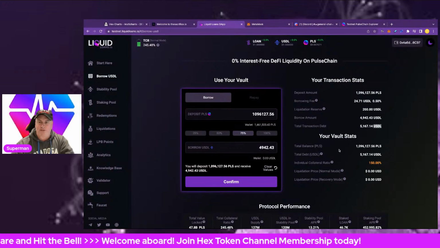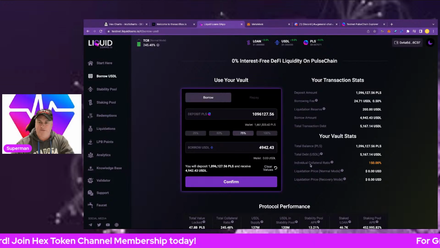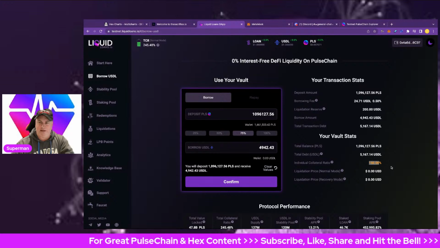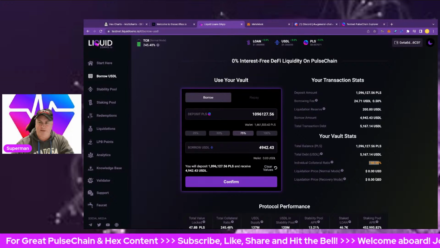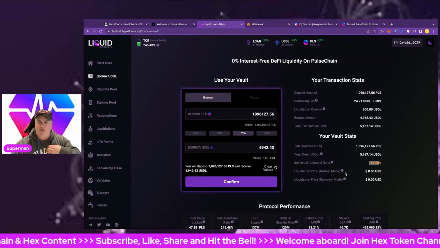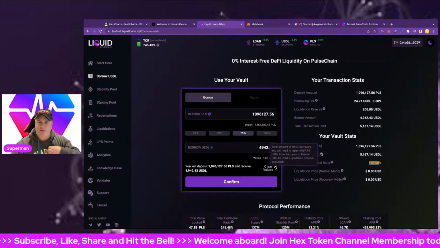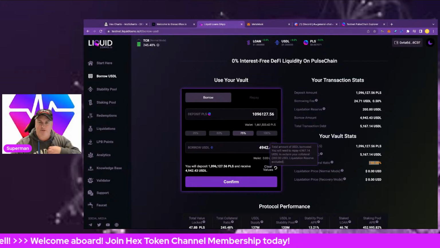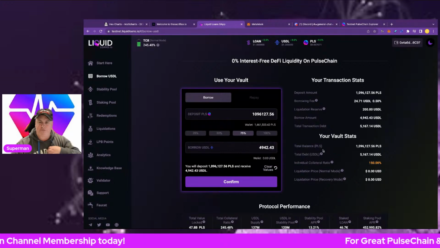Your vault stats, of course, got that much Pulse there. I'm going to have that much USDL. My individual collateral ratio will be 150, it says here. That's very much at the bottom, just about. 110 is the lowest. But globally, that would be a liquidation event for the whole platform. So liquidation price there, 0, and it's got other things in here as well. So cool. Let's look at our total debt here. Total amount of USDL borrowed. You will need to pay this amount back to reclaim your collateral, with the $200 liquidation reserve. Very cool. All right, we're going to try and go with that.